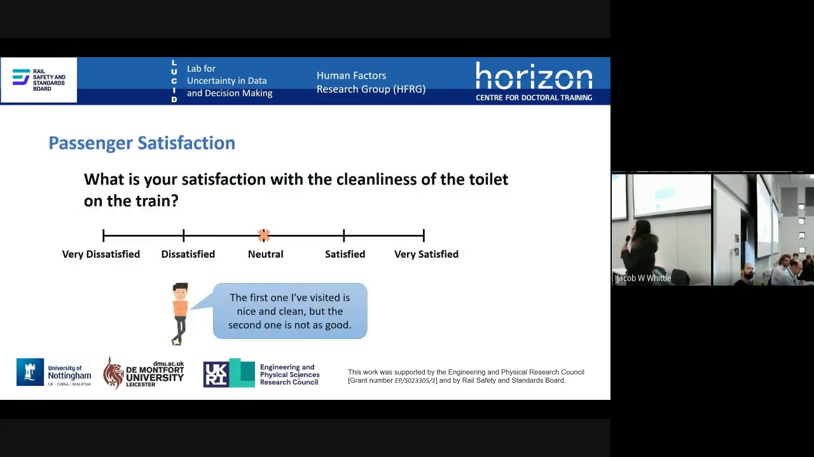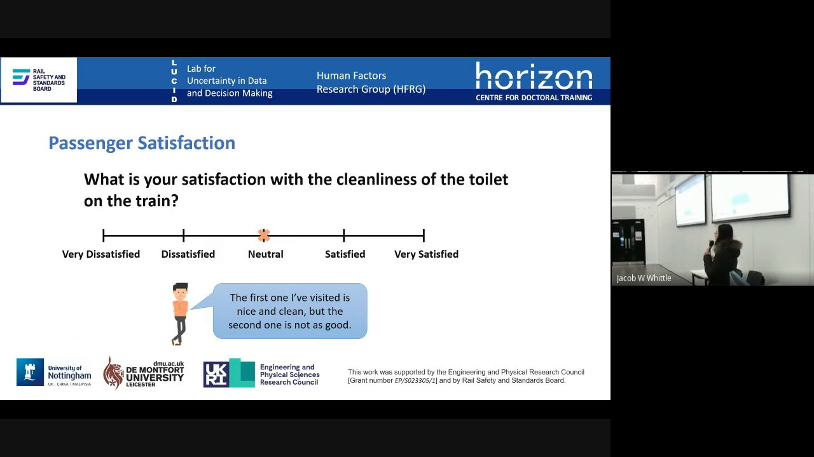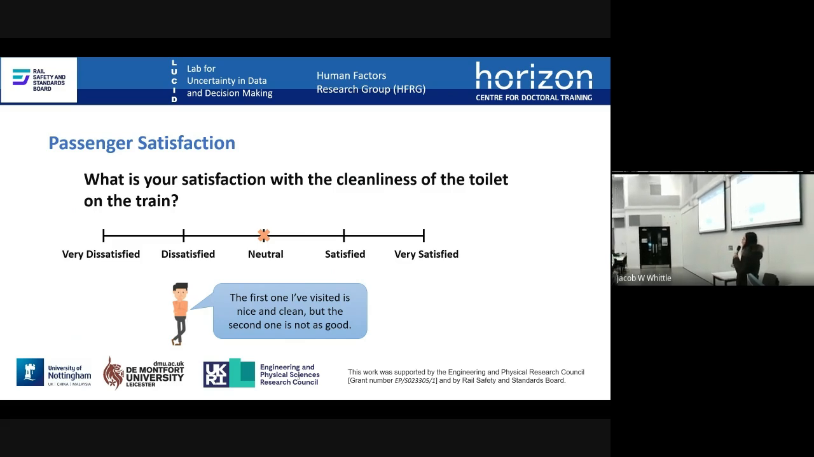So for example, think about if you are asked about your satisfaction with the cleanliness of the toilet on the train. We all know that it is very common that some people may visit the toilets multiple times during a single journey. They may find the first time it is pretty nice and clean, but the second time it's not really good. So there is a mixed feeling towards a certain thing. If we force them to choose a single value, then they may say, okay, on average I choose neutral. But that does not really reflect their experience, as if somebody just had a neutral feeling about it.